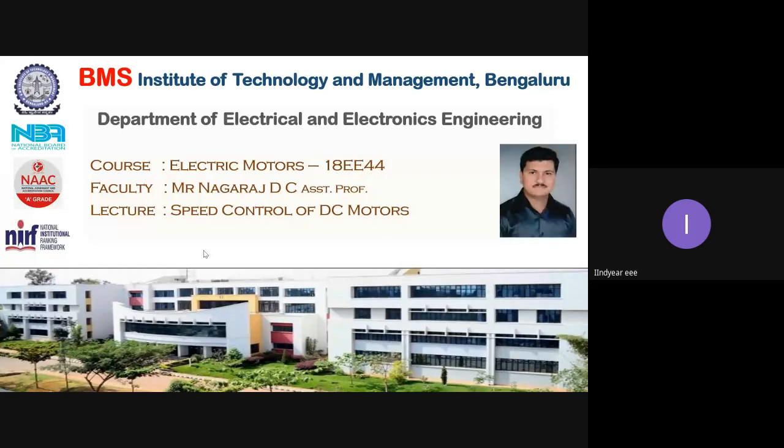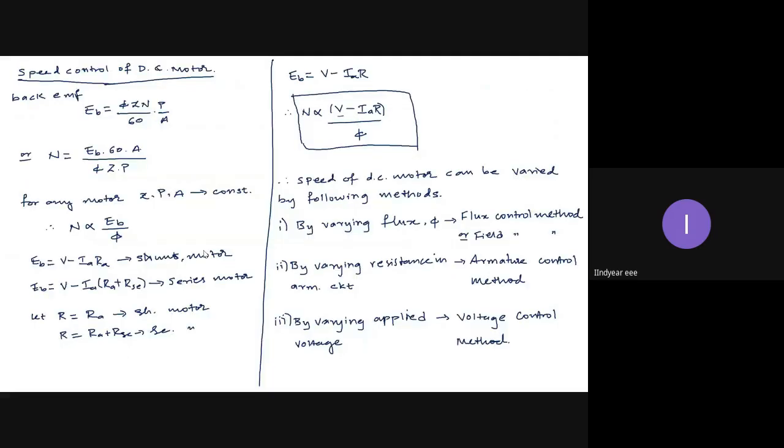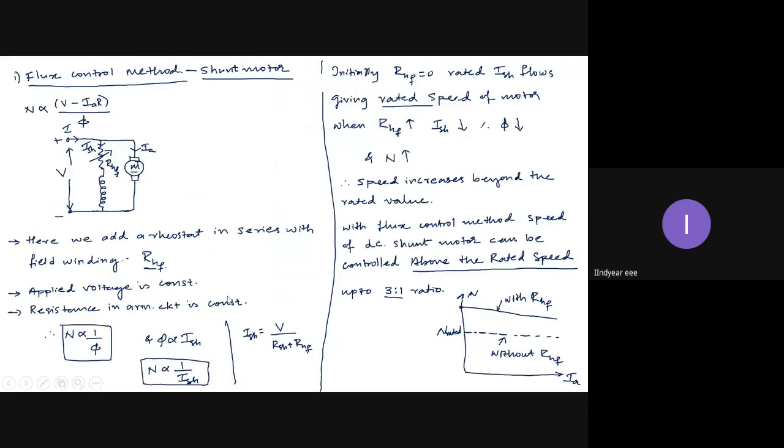Okay. So in the last class, we have seen the speed control techniques of DC shunt motors. There were three methods. In each method, we could control one parameter or one quantity. I could control the speed using flux control by varying the flux by inserting a series rheostat in the field. This method of speed control gave me the speed control above the rated speed.